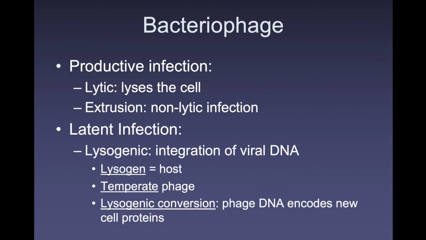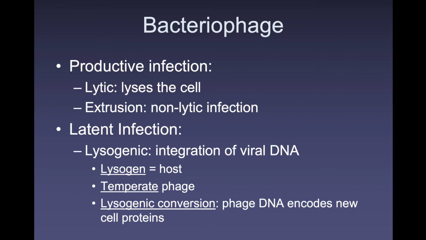So for virus-host interactions, let's start with bacteriophage infections. And there are two different ways to look at the type of infection that a virus can do or can perform, and that would be either productive or latent. Now, productive infection is one that results in active virion particles at the end of an infectious process.